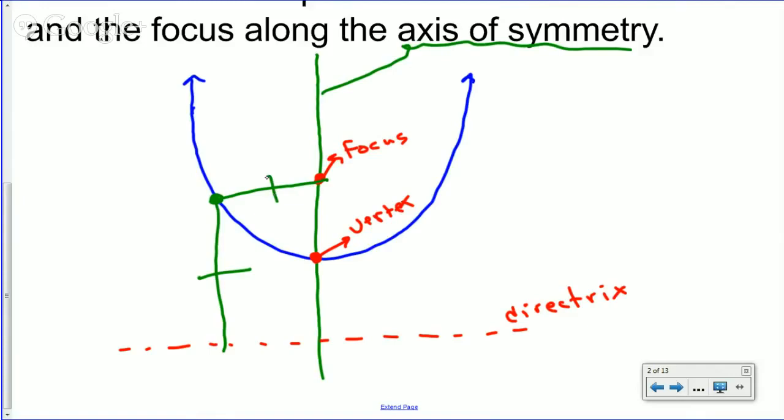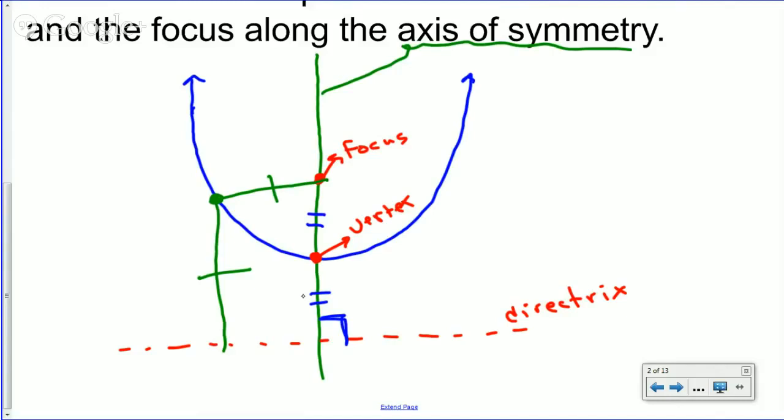Why doesn't it look the same on my picture? Well, because I'm not an artist and I'm not perfect, but they should be the same. We also know that the axis of symmetry and directrix are perpendicular, so they make a 90-degree angle. The distance from the focus to the vertex is the same as from the vertex to the directrix.